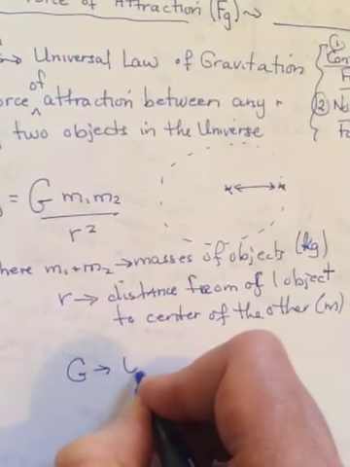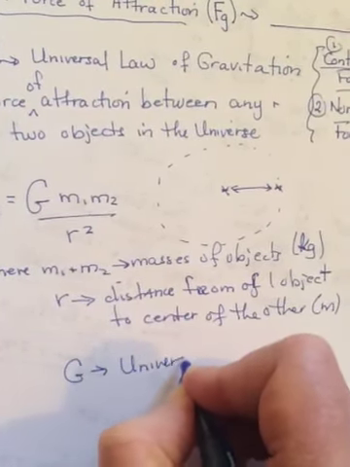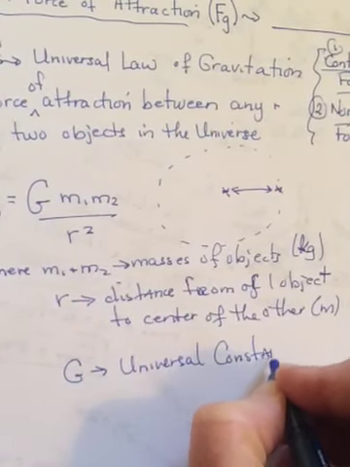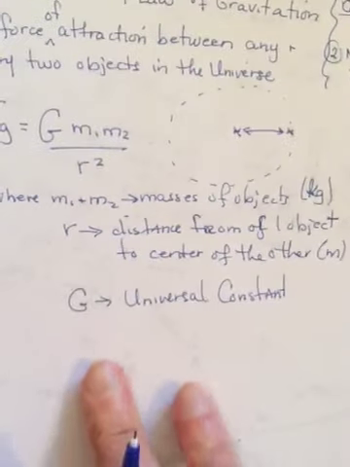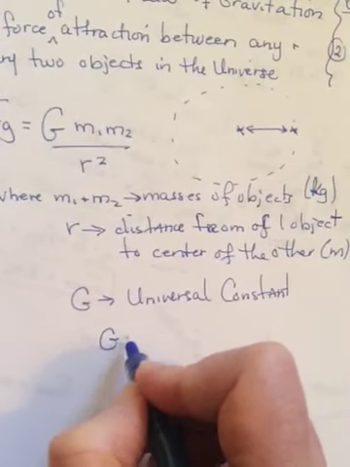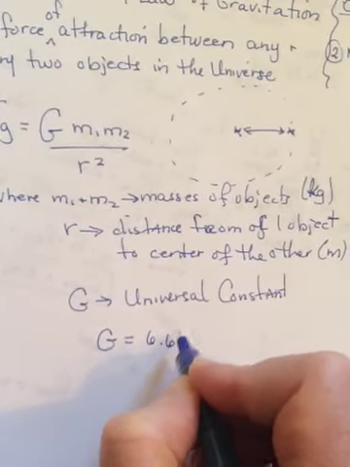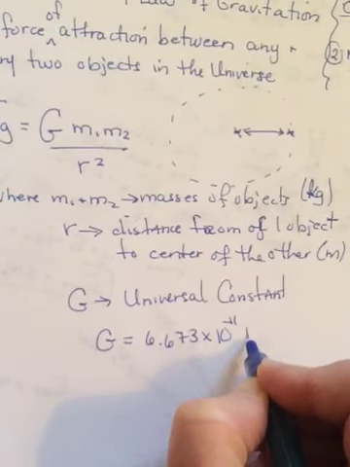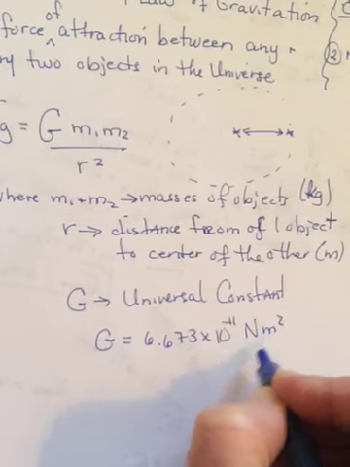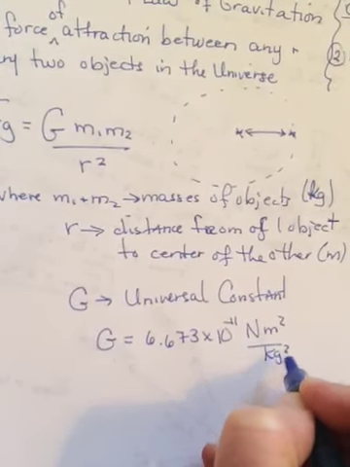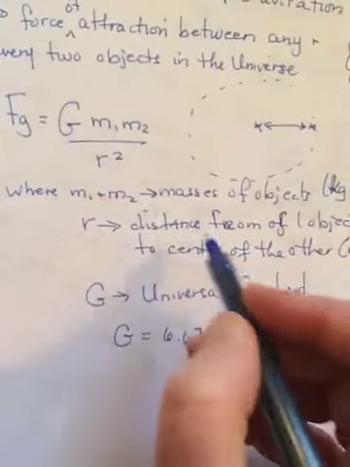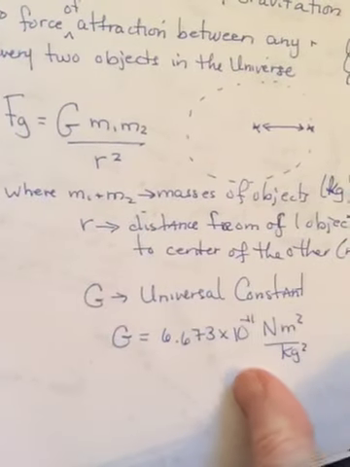And G is a universal constant. It is the same no matter where you are in the universe. It is equal to 6.673 times 10 to the negative 11 Newton meters squared per kilogram squared, no matter where you are in the universe. And then when we put these together, we'll get Fg.